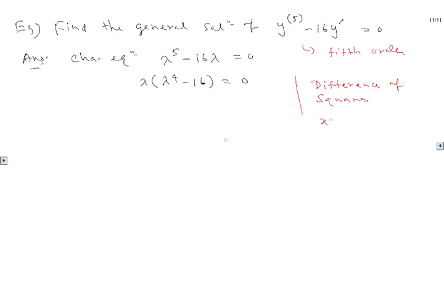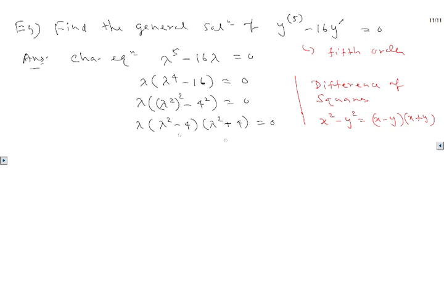So that means x squared minus y squared equals x minus y times x plus y. But how can we do it? Because you can write lambda to the fourth as lambda squared squared. So we can write this one as lambda squared squared minus 4 squared. If you do that, then you can write this one as lambda squared minus 4 times lambda squared plus 4.